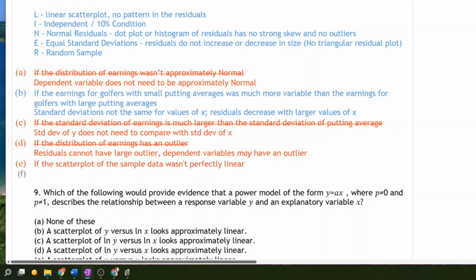And letter E: what about if the sample data isn't perfectly linear? And actually, that's not a problem. In fact, you're probably never going to see actual sample data that is perfectly linear. So this isn't a problem. Otherwise, if the sample data was perfectly linear, then we probably wouldn't be doing a test on the linear regression or a test on the value of b because, well, we'd already have a really good idea about that.